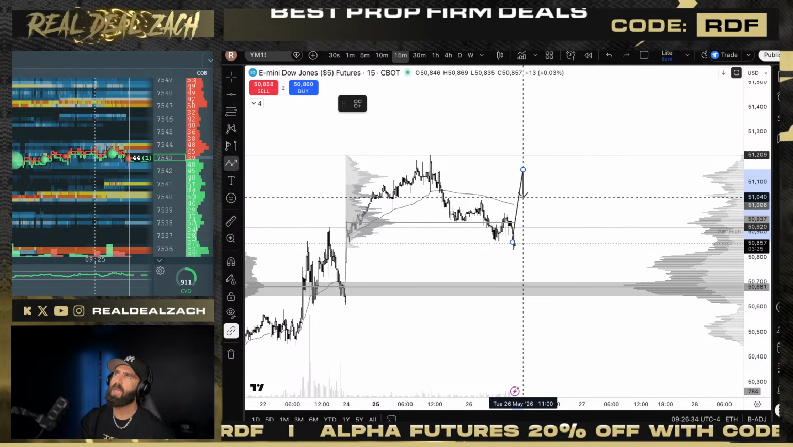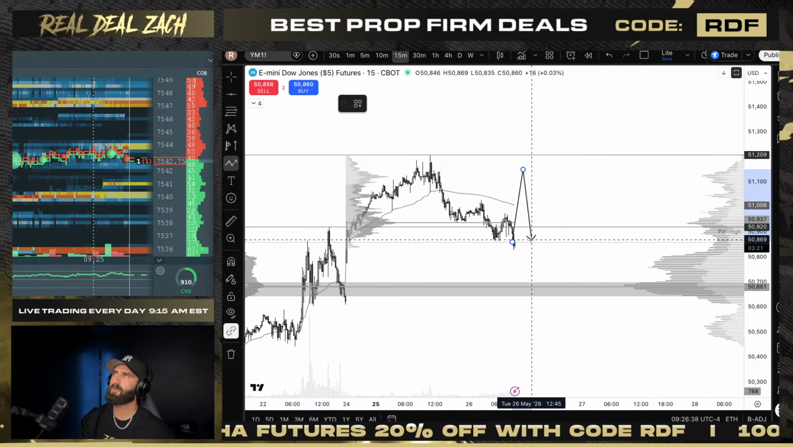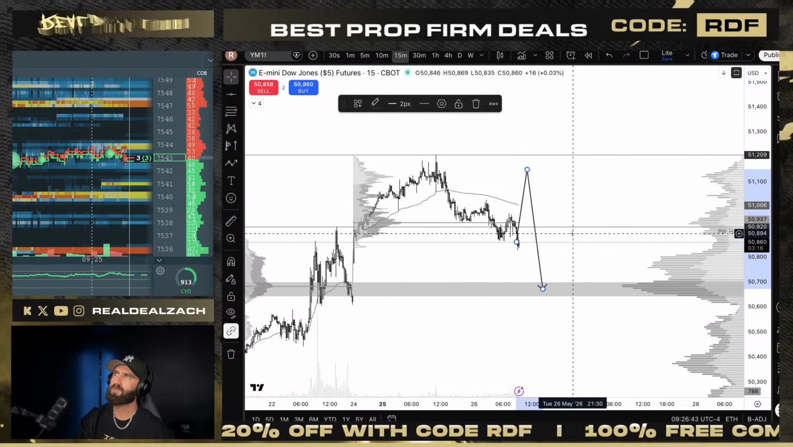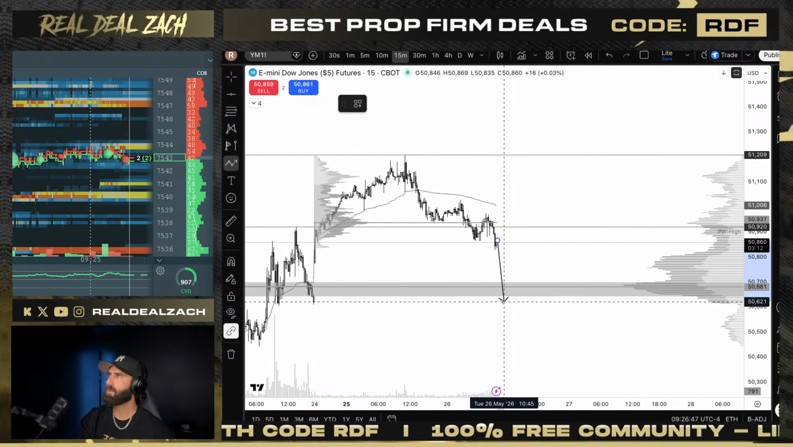If I'm in off of VWAP, I did something wrong. So something like that for a mean reversion short play, back down to close this gap, back down to fill this. But I would prefer the long. I'll take either one, but I prefer the long.